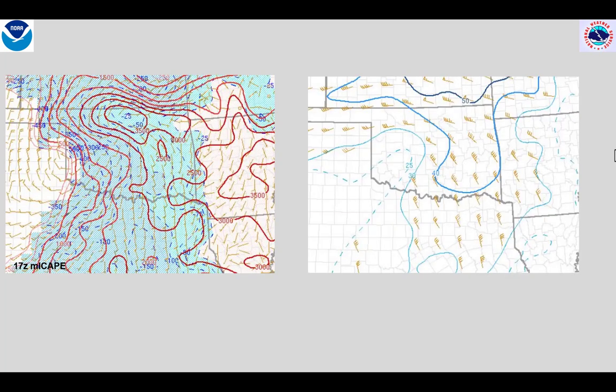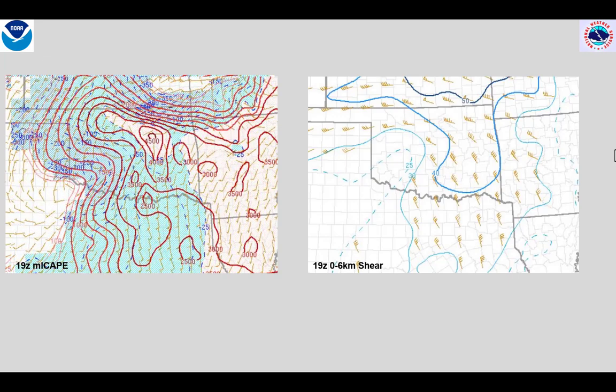large hail. Here are some SPC mesoanalysis page graphics for 19Z, showing an erosion of the capping inversion in parts of east central Oklahoma on the left image, when comparing ML CAPE at 17Z to that at 19Z, where we also have at least 40 knots of deep layer shear, as shown on the right image.